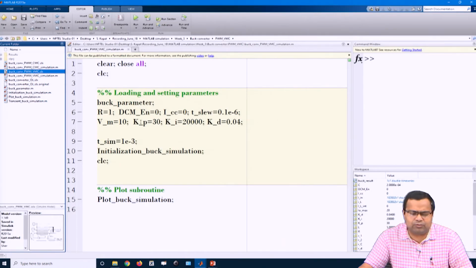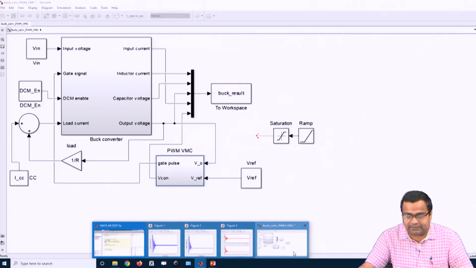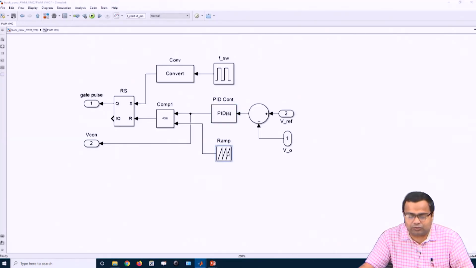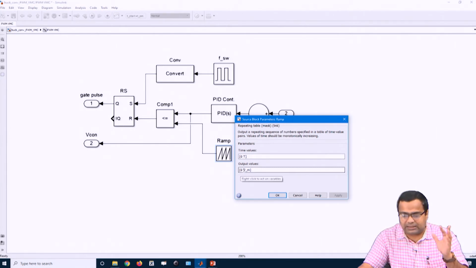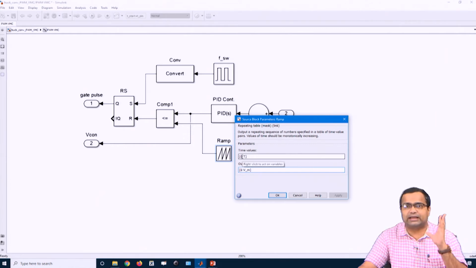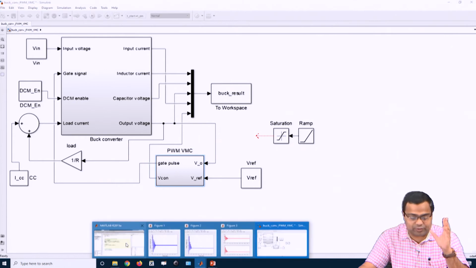I set some values for Kp, Ki, Kd, and the upper limit of the sawtooth waveform is 10. That means, if I go here, this sawtooth waveform I set from 0 to Vm. That means, the base value is 0 and the upper value is V max, Vm, and its time is 0 to t time period. Now, with this let us simulate.